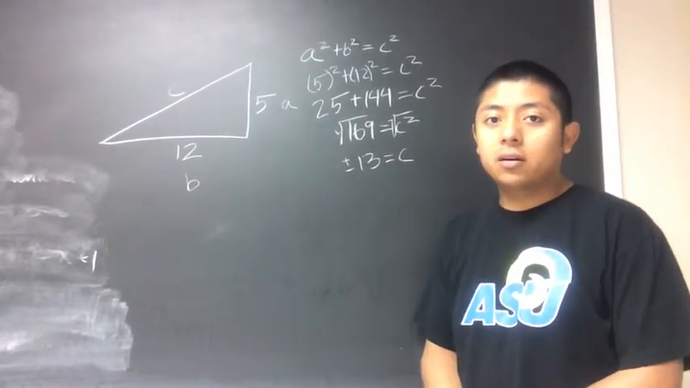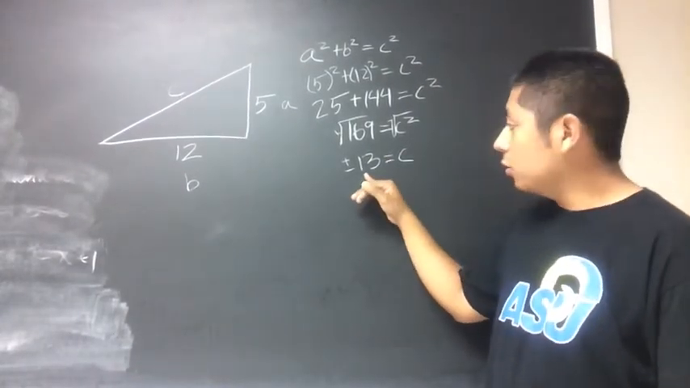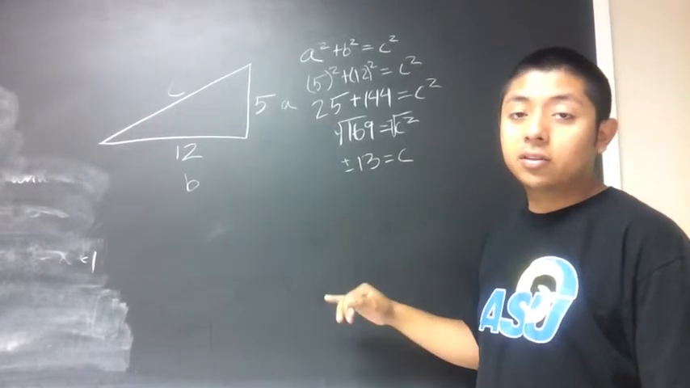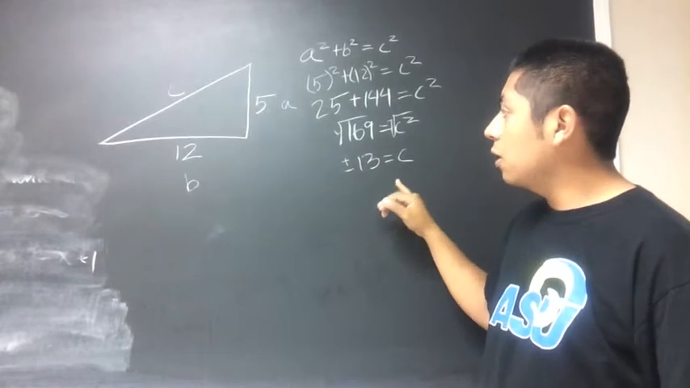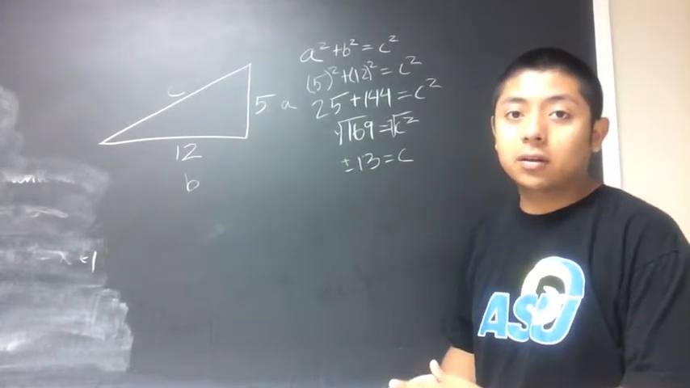Now from what we've worked out, we see that we have two answers, plus 13 and minus 13. But since we know that a triangle can't have a negative side length, we can then conclude that the side length of C will be 13 units.